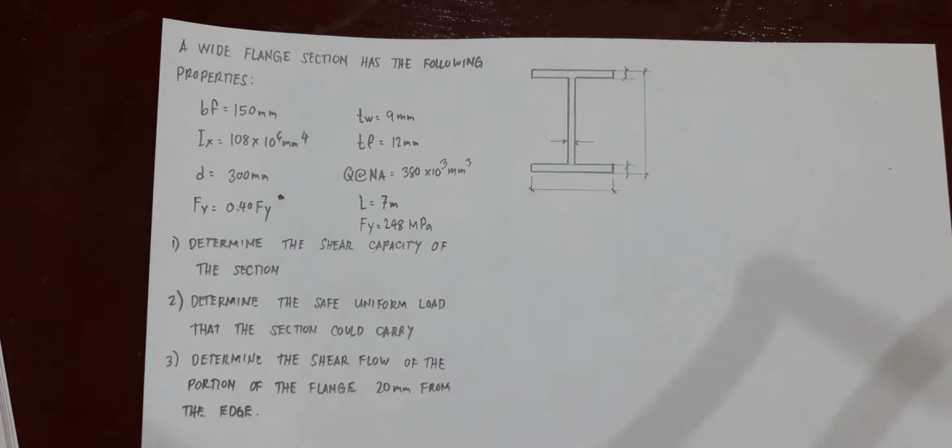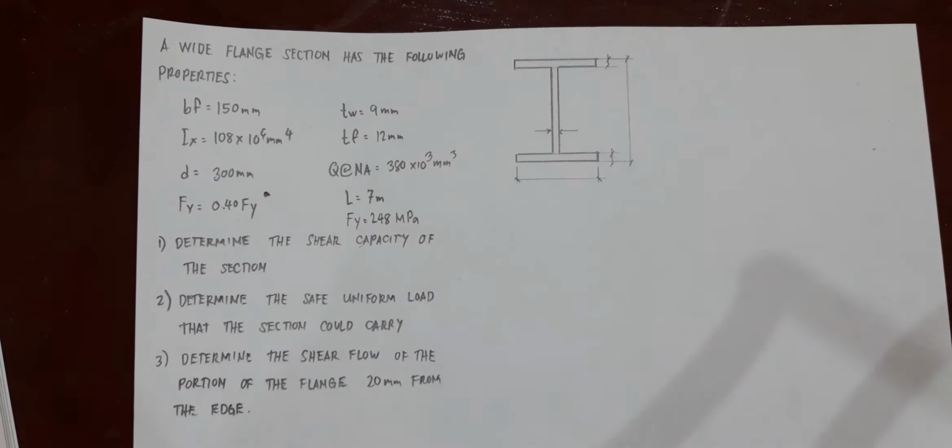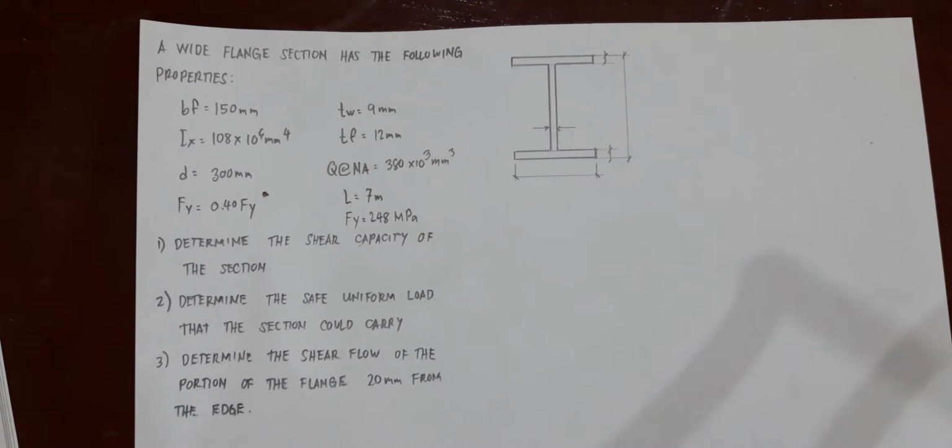So in this first example, you have a wide flange section with the following properties. The width of the flange is 150 mm, the moment of inertia about the x-axis is 108 times 10 to the 6 mm to the 4th, and the overall depth is 300 mm. Your allowable shearing stress is 0.4 of the yield strength. Thickness of web is 9 mm. Thickness of flange is 12 mm.